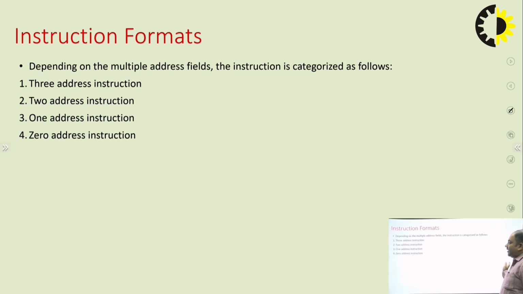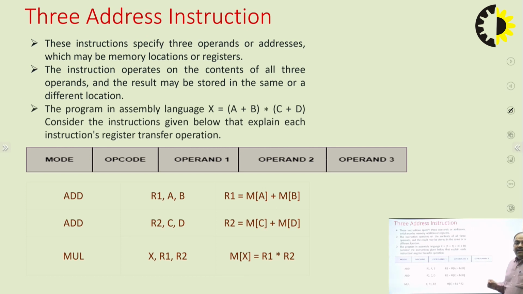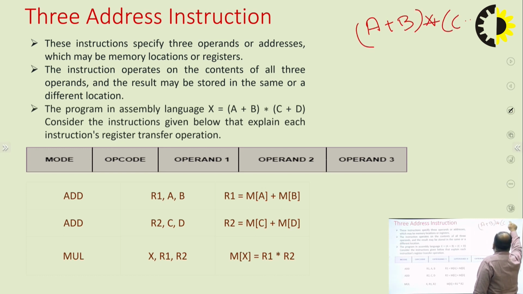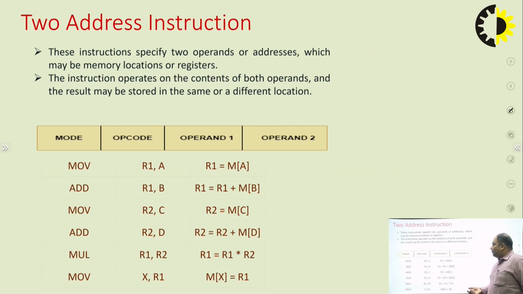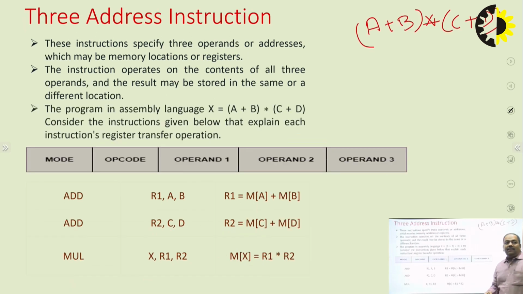Now, I will explain all these in detail. What are these? 3 address instruction. 3 address instruction has 3 operands. For example, we are considering A plus B into C plus D. It is our expression which we execute in a 3 address instruction. So we have 3 operands in 3 address instruction.